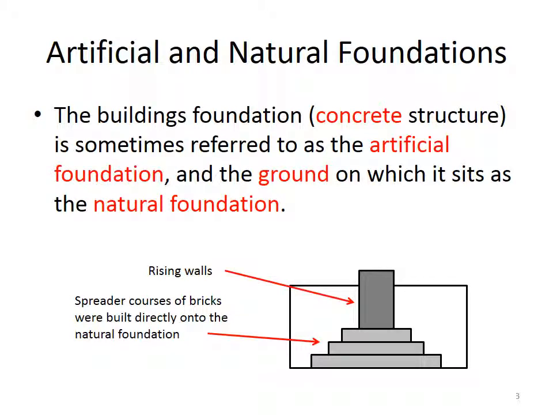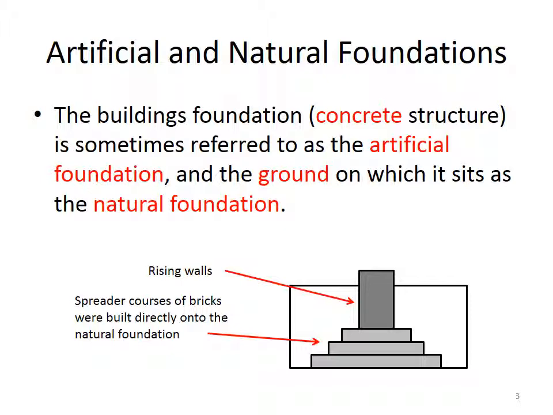Artificial and natural foundations. The building's foundation or concrete structure is sometimes referred to as the artificial foundation and the ground on which it sits as the natural foundation. You can see in the diagram in the bottom right hand corner an example of an old type of foundation. This is the type of foundation they used to use before they had concrete.